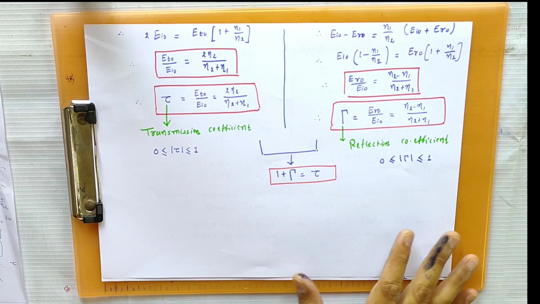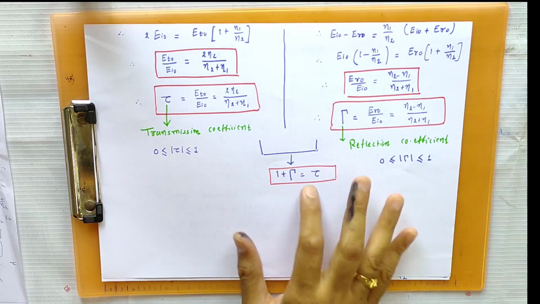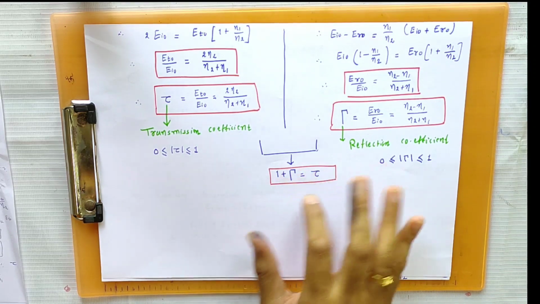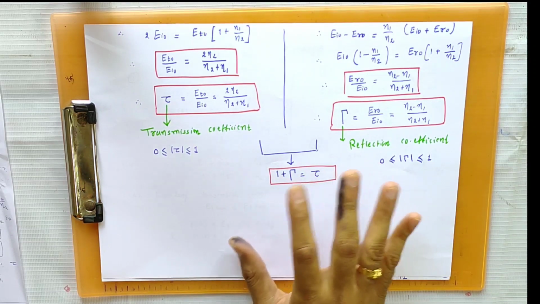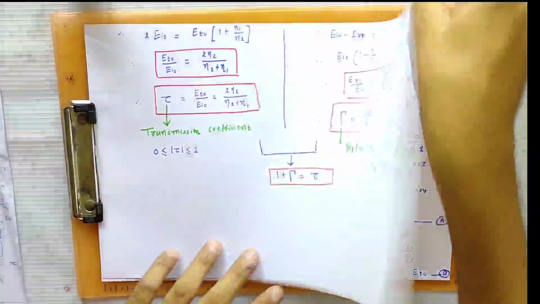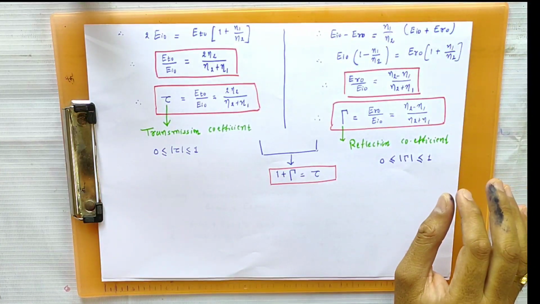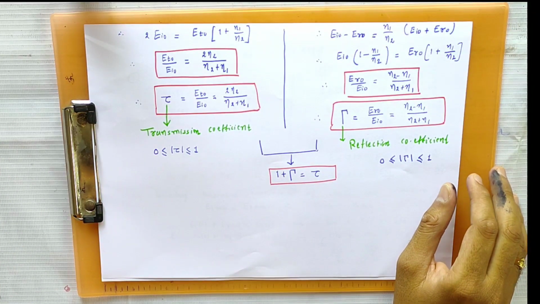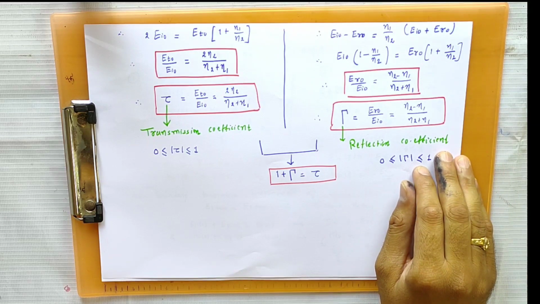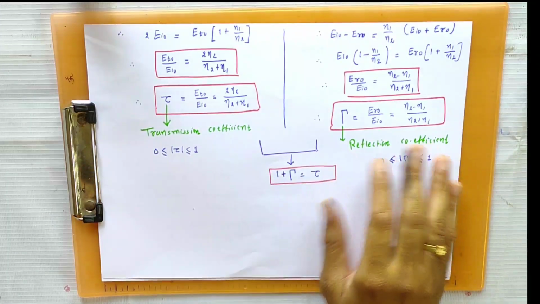Clear? So this is the question: derive the equation of transmission coefficient and reflection coefficient, and state the relationship between these two coefficients. In the next lecture we will discuss what SWR, the standing wave ratio, is, and the relationship of standing wave ratio with the reflection coefficient and transmission coefficient.